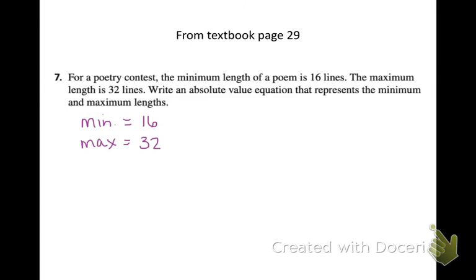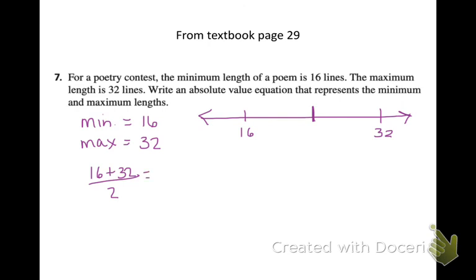If we were to graph it on a number line, and I'm not using the true scale, I'm just going to eye it up here, I'm going to put them far apart, and I'm going to say we need to know this halfway point, right? One way to get the halfway point is to average them together. So 16 plus 32, and then divide by 2. I'm finding that the halfway point is 24. So you can mark that here.